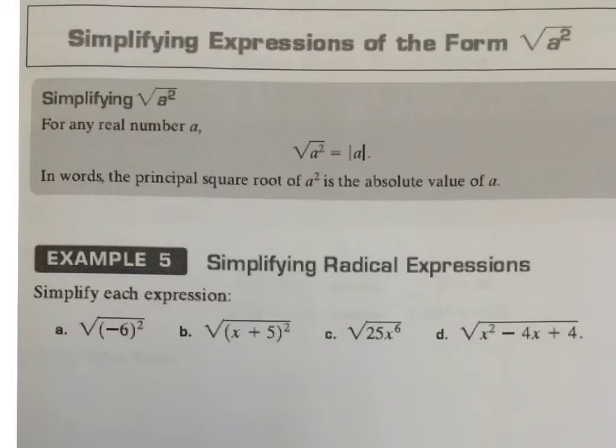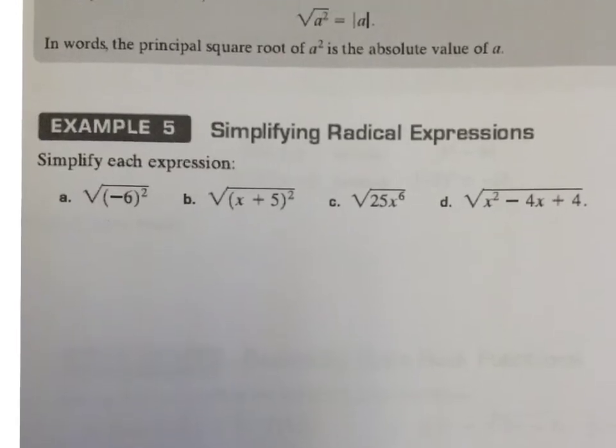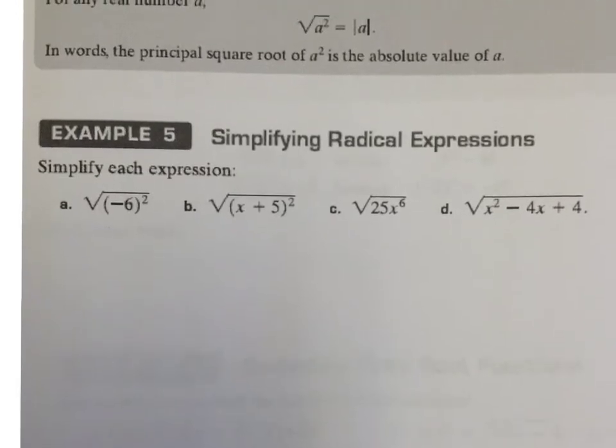In example 5, I'm sorry, we have the square root of negative 6 squared. I said that the square root and the squared are going to cancel out, and we'll just get the absolute value of negative 6. Well, we know absolute value is always positive, so the absolute value of negative 6 is just 6.